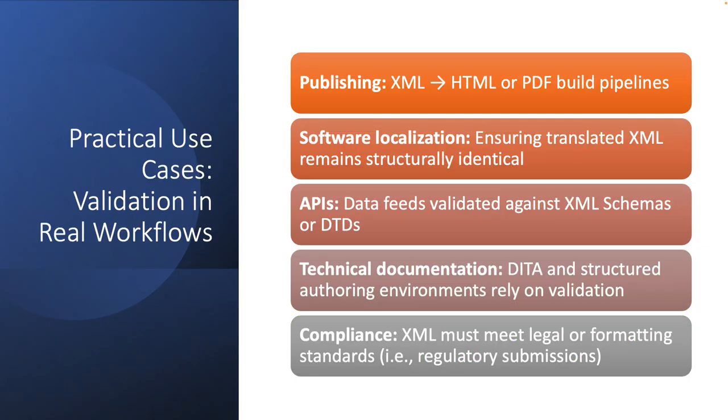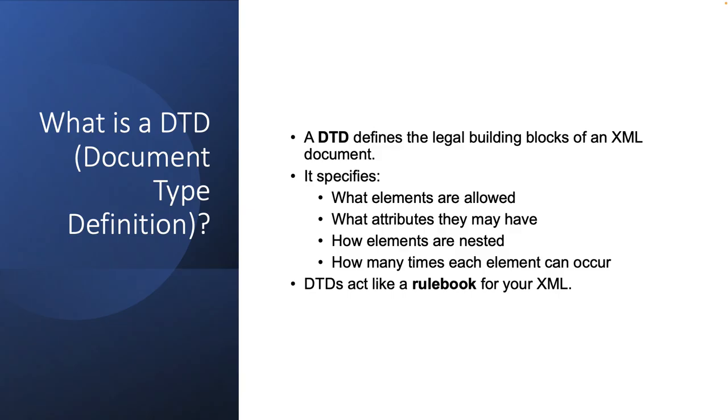So some practical use cases: publishing, software localization, APIs, technical documentation, compliance. So what is a DTD, a document type definition? A DTD defines the legal building blocks of an XML document. It specifies what elements are allowed, what elements they may have, how elements are nested, and how many times each element can occur. The DTD acts as a rulebook for your XML.